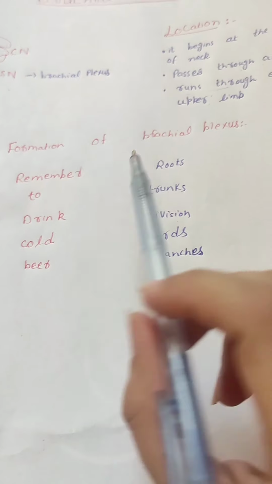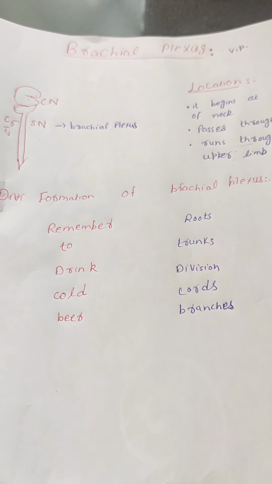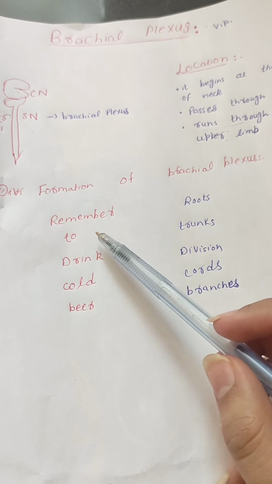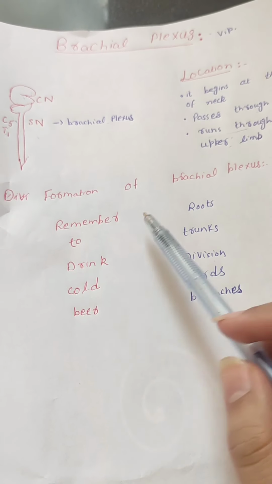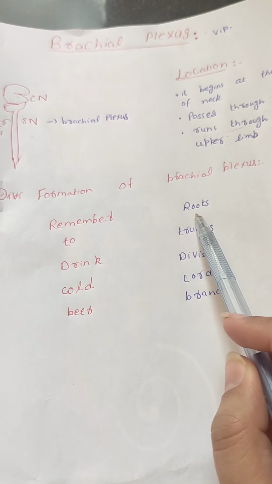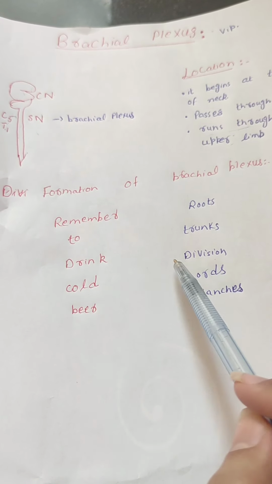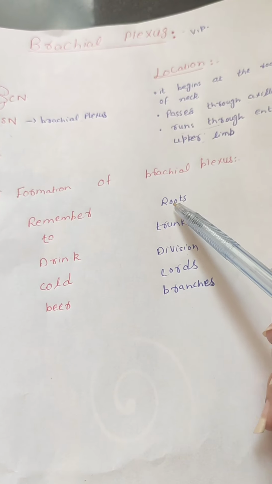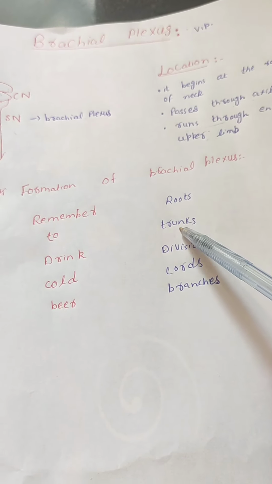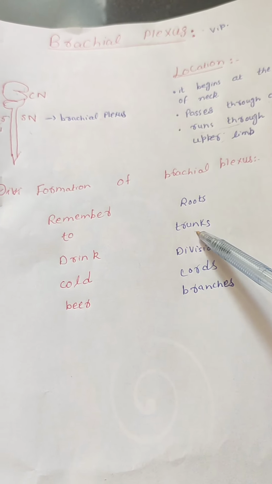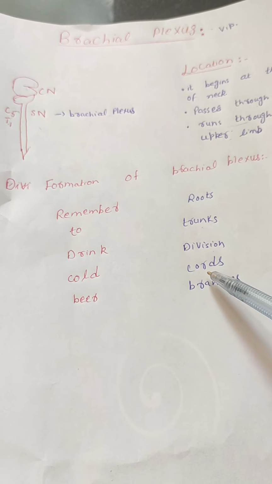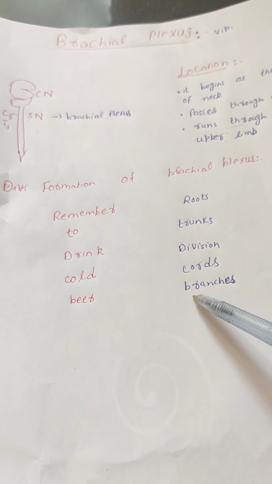After that, how the brachial plexus is formed. To know about the formation of the brachial plexus, we should remember this mnemonic. The mnemonic is Remember To Drink Cold Beer. So Remember is for roots, To is for trunks, Drink is for divisions, Cold is for cords, and Beer is for branches. So first of all, roots are going to be formed. After roots, it will form the trunks, and after trunks they will divide, and after the divisions of the trunks they will form the cords, and cords will give us the branches.